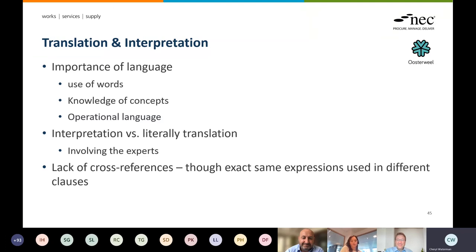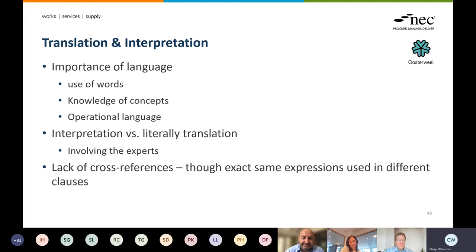And then we sometimes had the discussion about interpretation versus literal translation. For example, we had activity schedule and we translated it literally. And then by discussing and by involving experts on that side, we realized that there was already a word in Dutch which was not the literal translation, but was exactly the same concept. So we had to use a different word.